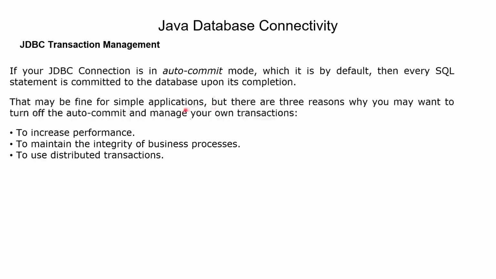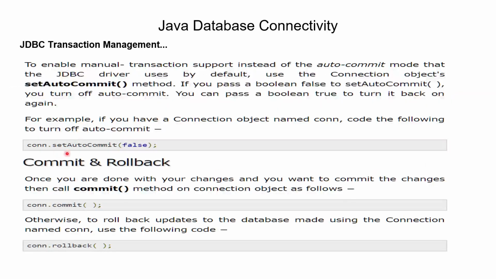But there are 3 reasons why you may want to turn auto commit off. Well, increase performance, but you have to remember, if you do want to commit, you do need to call the commit explicitly, and to maintain the integrity of business processes. So that may mean that if something doesn't look right, the database can be rolled back, and also for distributed transactions. So if we don't want auto commit, we call set auto commit and we pass in false on our connection, and that will turn off our auto commit. And now we can commit and roll back explicitly. So if any transactions that we've completed on our database are all successful and look right, we can call commit on our connection. Otherwise, if there were any kind of problems, we can call rollback, and the database will go back to the state as it was before the transaction.